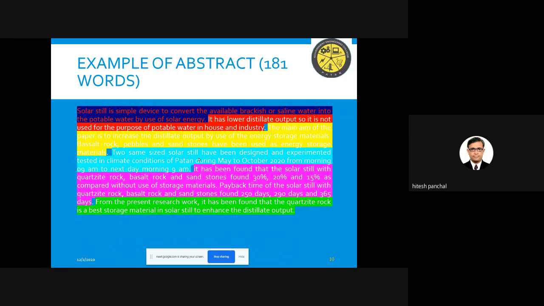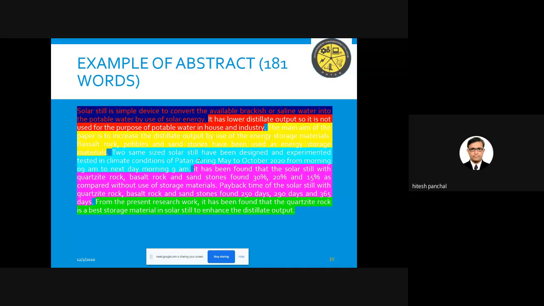Okay, then it has been found that, it shows the result and discussion. Whatever research has been carried out from May to October, what results I have obtained, that you can write. It has been found that the solar still with quartzite rock, basalt and sandstone has this much percentage increment, and the payback time you have obtained. That is called the result and discussion.